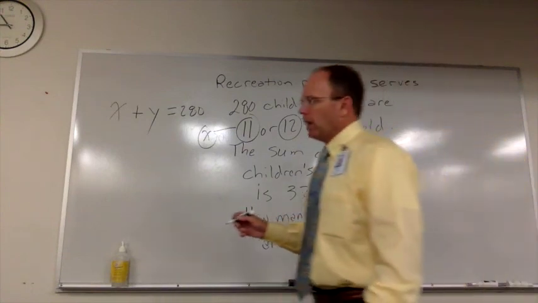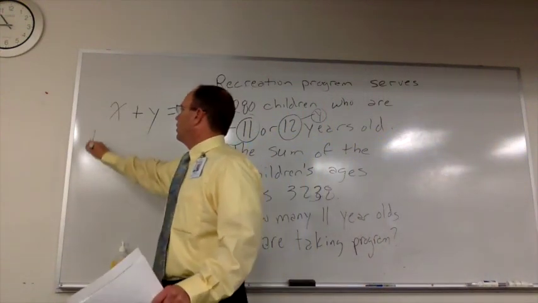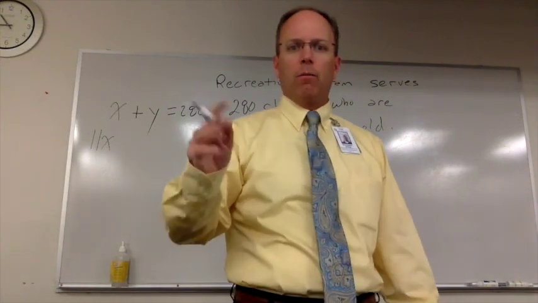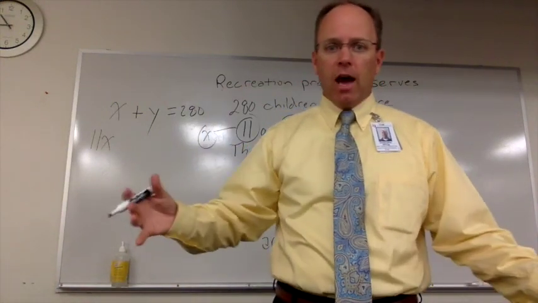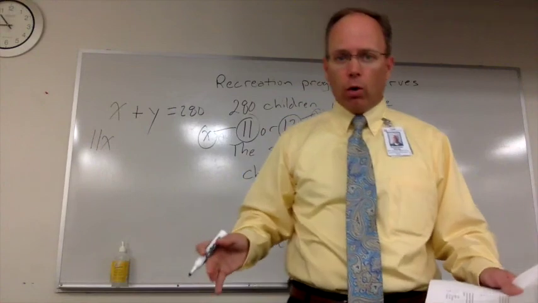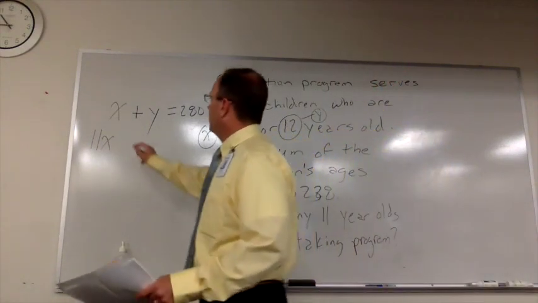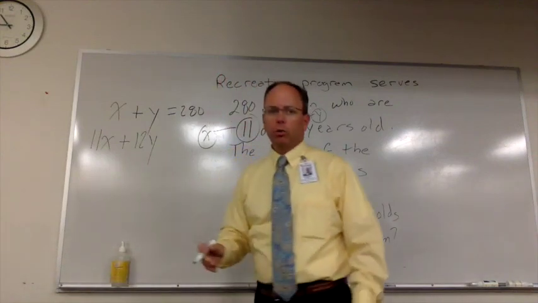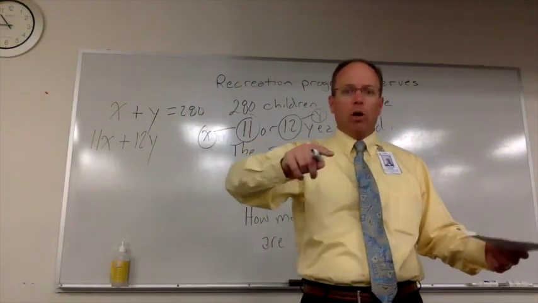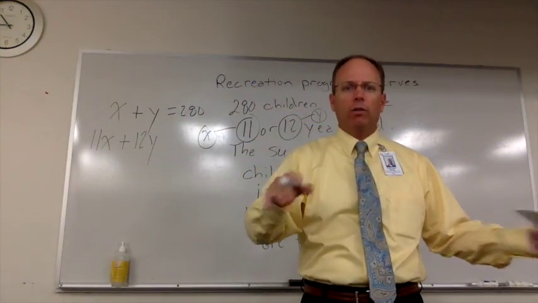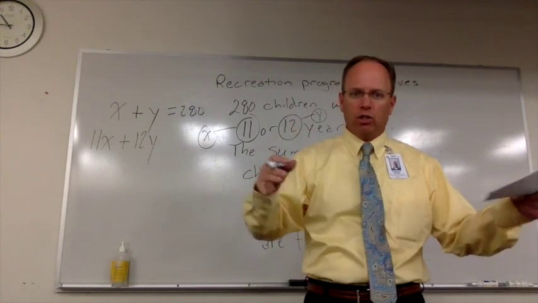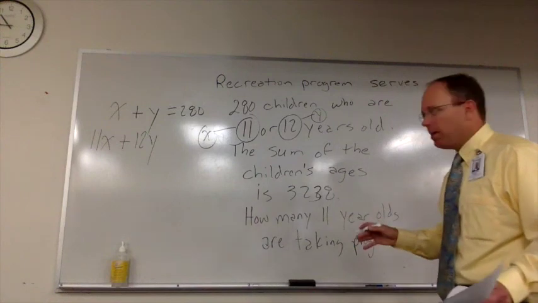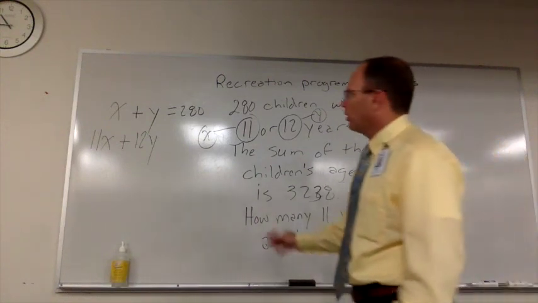Okay? The 11-year-olds we called X. So if I multiply 11 times X, that's going to give me the total of their ages. Then I take the 12-year-olds and multiply; say I had 50 12-year-olds, I'm going to go 50 times 12. That's not part of the answer, but it's just how you'd go. If I sum their ages up, it's going to give us 3,238.